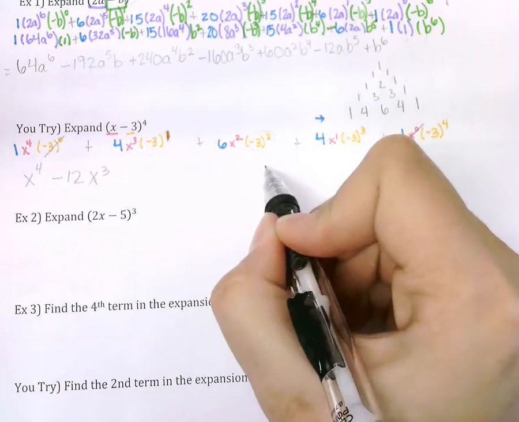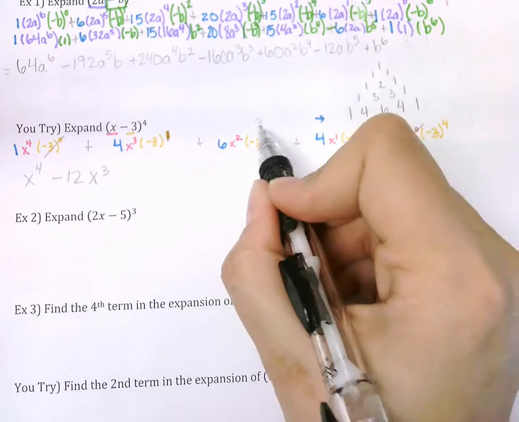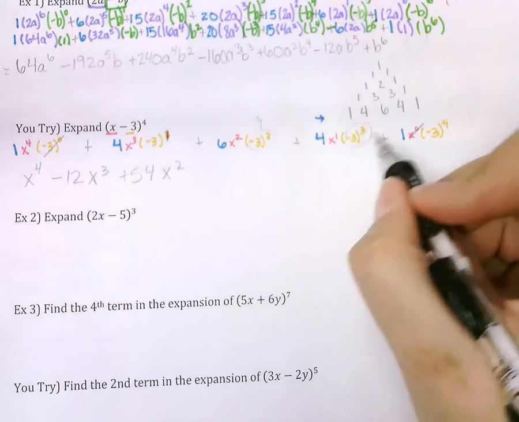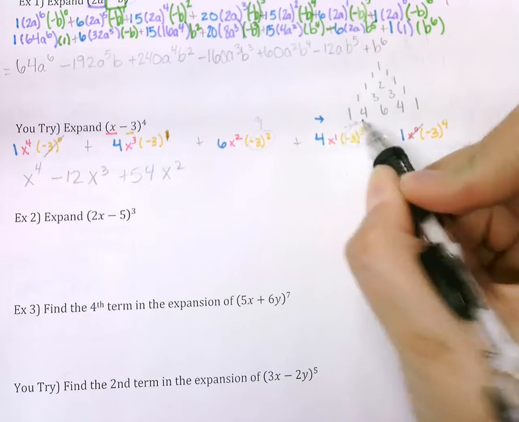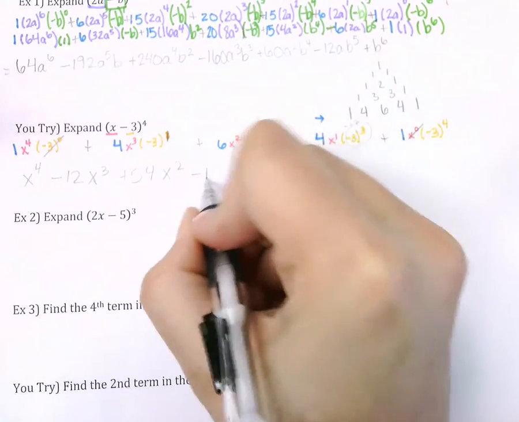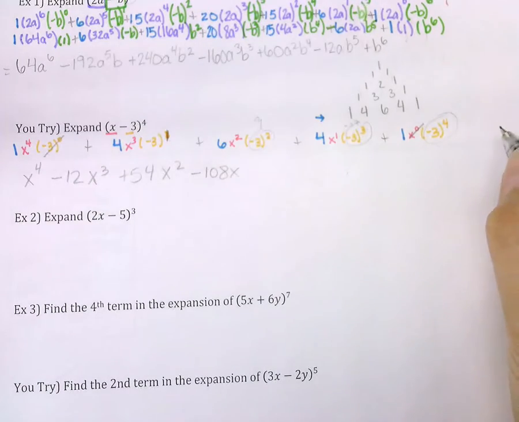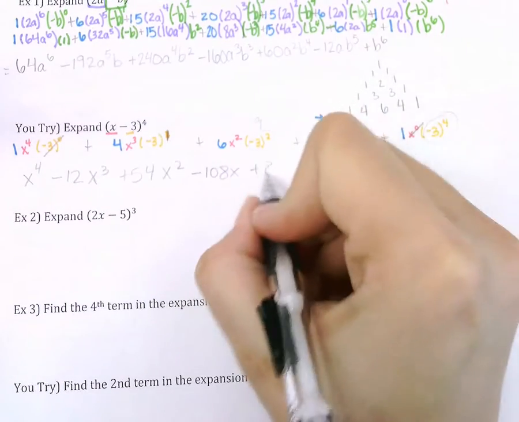Here we're going to square negative 3, that's 9. Multiply 9 times 6. Here we're going to do negative 3 cubed, that's negative 27 times 4. And last but not least, we're just doing negative 3 to the 4th, which is positive 81.